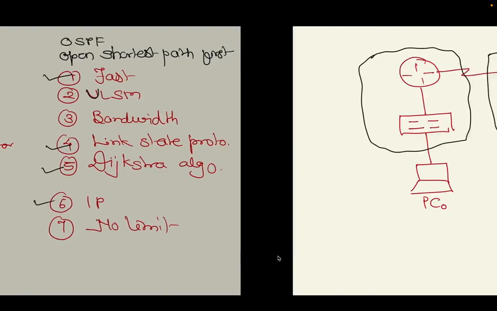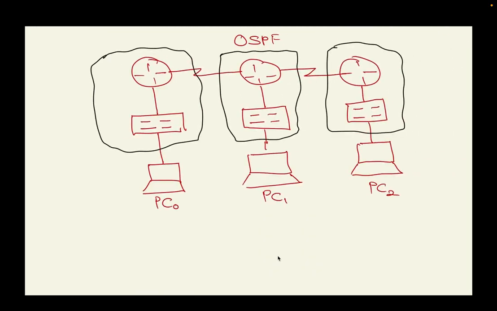So now come to the point. Suppose you want to implement OSPF, Open Shortest Path First. The topology that we will implement has three different routers connected like this. PC0 is connected with a switch, a normal switch, and this is again connected with a switch, and this is also connected with a switch.